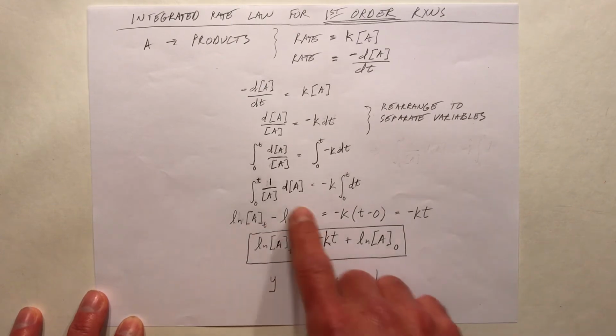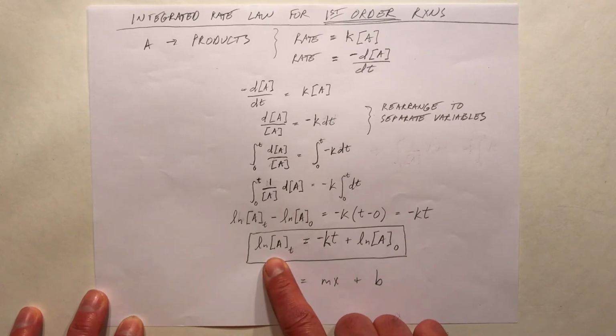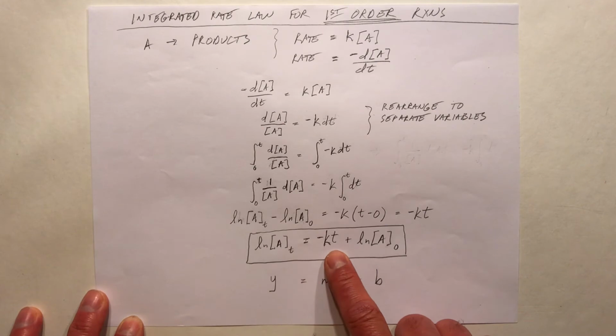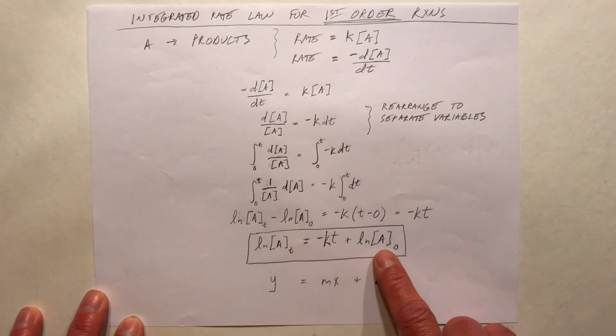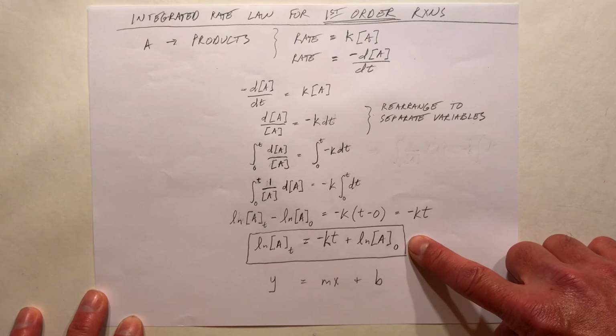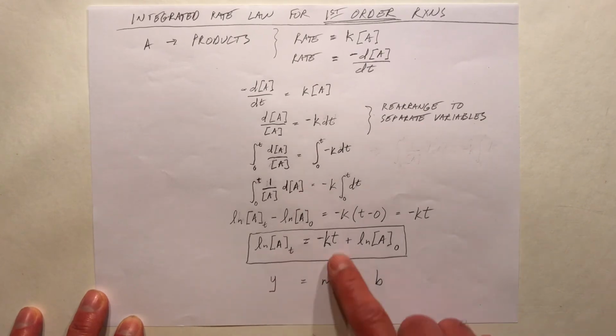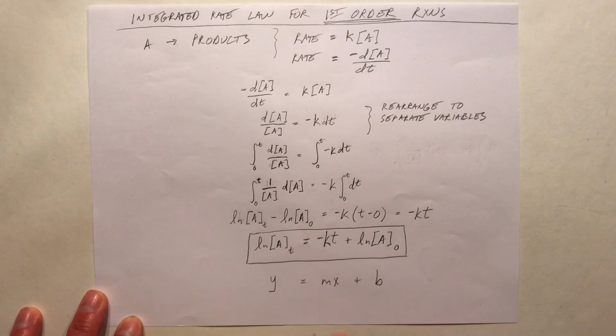We can rearrange this expression so that we get natural log of concentration of A at time t is equal to negative kt plus natural log of A at time 0. Now this is a slope-intercept form of an equation where the y-axis value is the natural log of concentration of A at time t. The x-axis value is t, time. The slope m is negative k, and the y-intercept b is equal to the natural log of A at time 0.